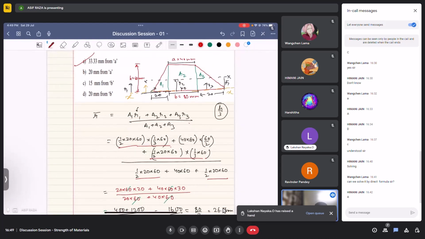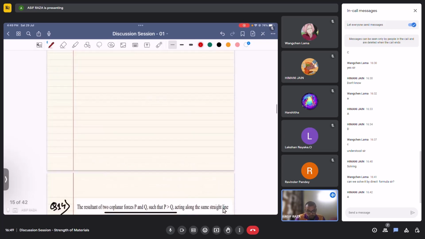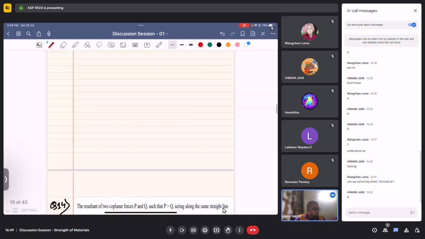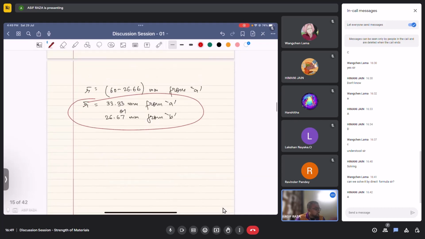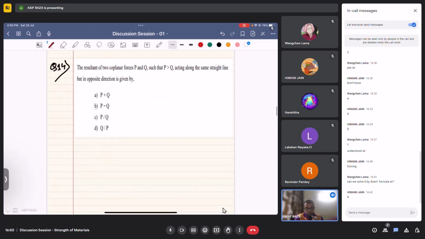Yeah. Lakshman has raised the hand. You can unmute yourself and ask your question. Sir, can we use this formula for all shapes? Yes, this formula, right? Yes, sir, that formula. Yes, it's a general one. Okay, thank you. Okay. Moving on to the next question. If you guys have any doubt to this question, you can ask me anytime. Okay, let's move on to the next question.